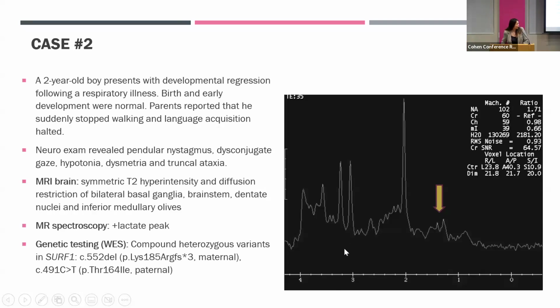Okay, so normally there's an upslope over here, and then 1.3, this is where the lactate peak is. So these are bunny ears at 1.3. Normally, if there's no lactate peak, this is all downsloping. You don't see this peak, all right?